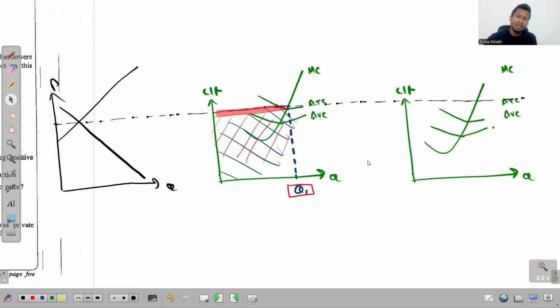Shifting them down. But anyway, this is AVC and this is ATC. When shifted down, what happens? See, their MC becomes equal to price, if not MR, at this point. So now they are producing somewhere here. And if you ask me now, this is Q2.